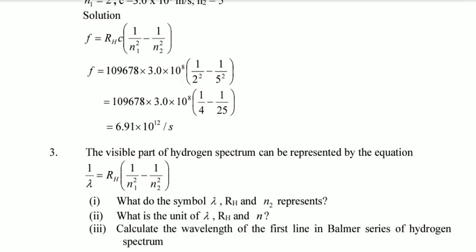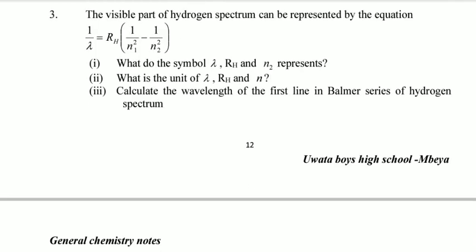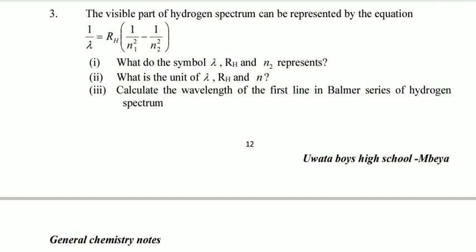And the example here: given part of the hydrogen spectrum can be represented by the equation, that one. What do the symbols lambda, RH, and n2 represent? Lambda is the wavelength of the hydrogen spectrum. RH is the constant, while n2 represents the energy level of the excited electron in a hydrogen spectrum.